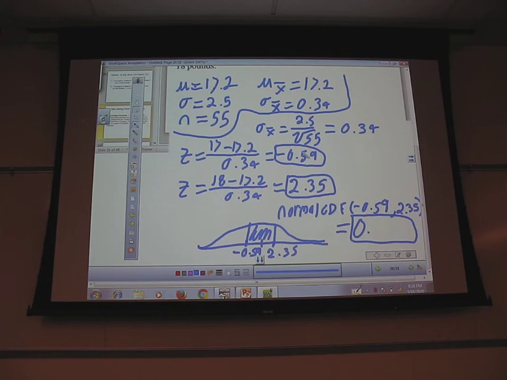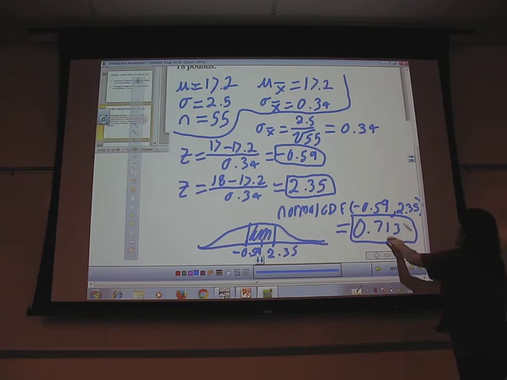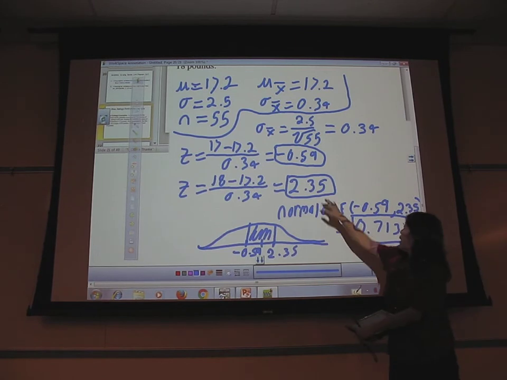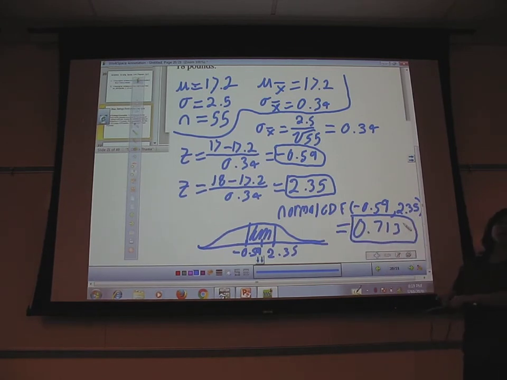Okay, 0.713, or 4 or 5, or 0.7 points. So if you're at like 0.705 to 0.72, you're still within 1%. It's really close. You know what I'm saying? So as long as whatever you did here matches up with whatever you got there, then you're fine.